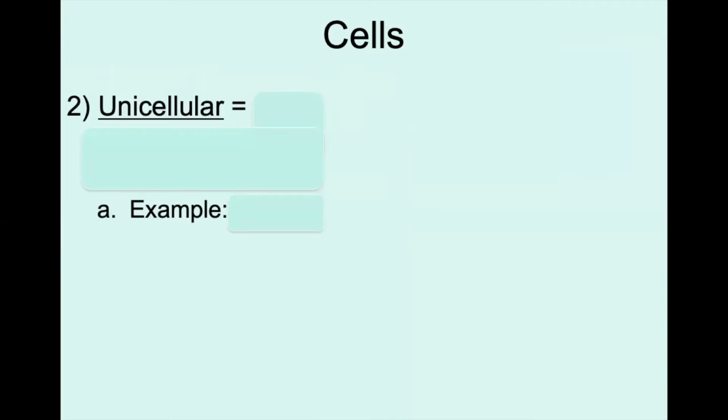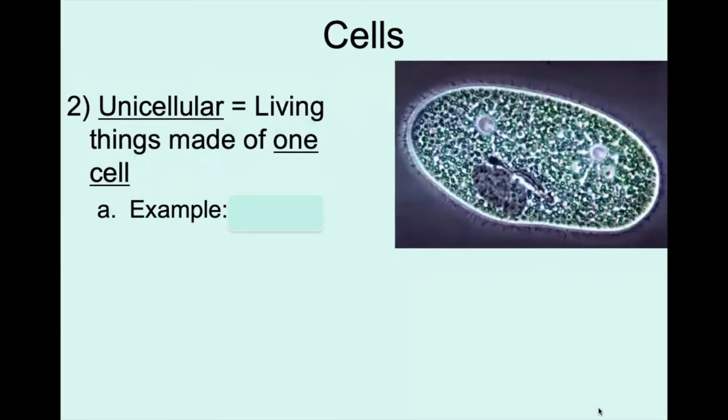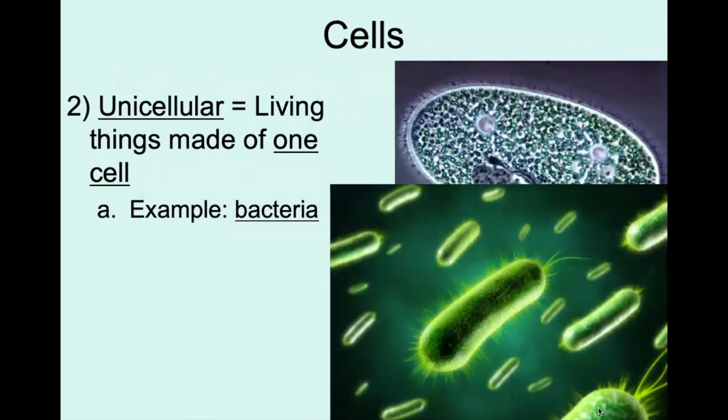Some things are unicellular. If you don't remember from vocabulary, uni means one, cellular, cell. So living things made of one cell. And my personal favorite example is a bacteria. This is a computer-generated image, but it's a pretty good one. I like it. This is one cell, and it is also one living organism. It is its own life. So there's a bunch of different individuals here.